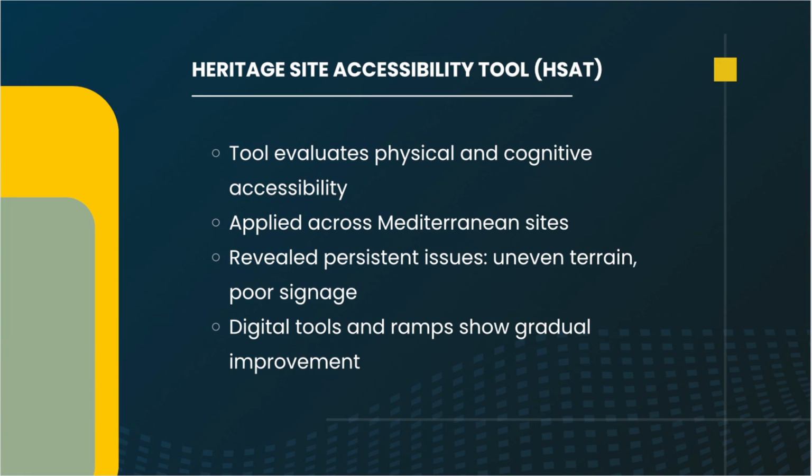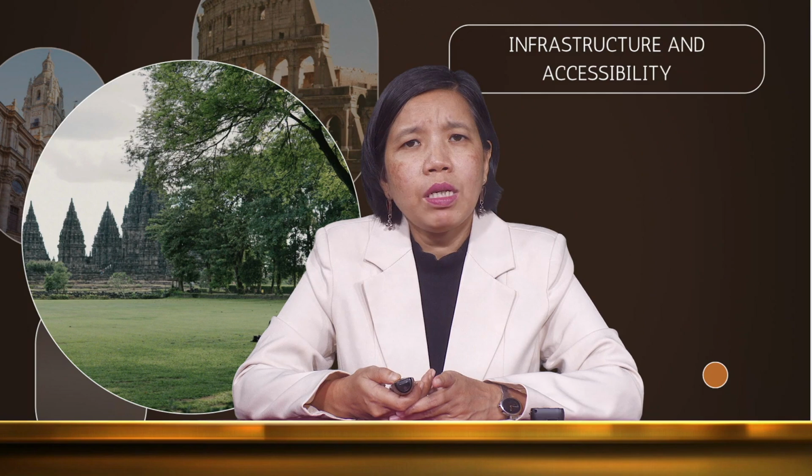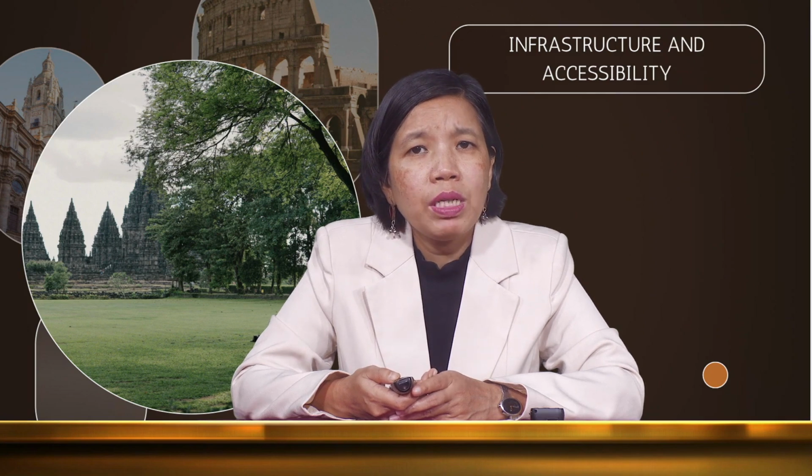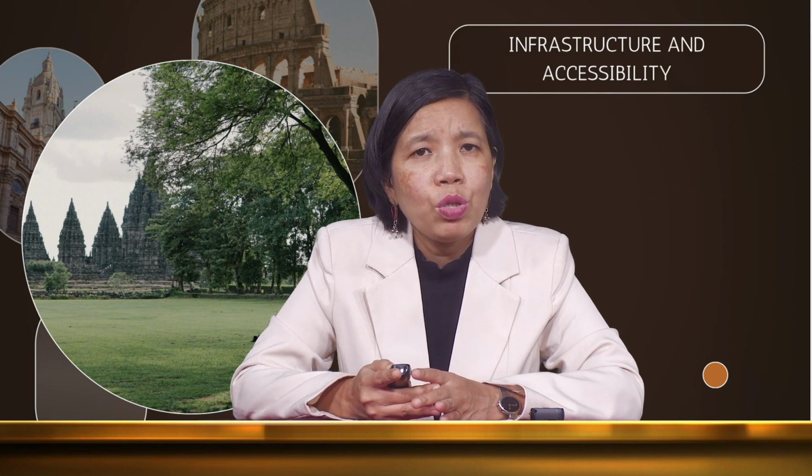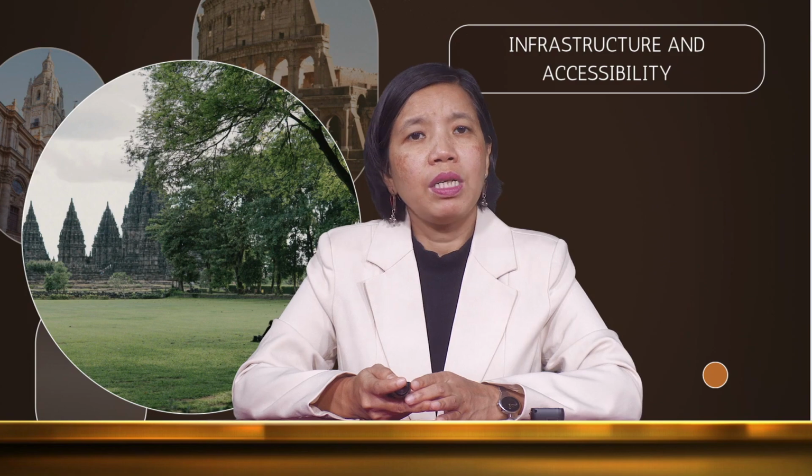These indicators assess accessibility across multiple dimensions, including physical access, such as pathways, terrain, and services, and cognitive or informational access, such as visual, auditory, and linguistic communication. The tool assigns weighted values to different criteria, allowing heritage managers to quantify accessibility levels and identify areas needing improvement.